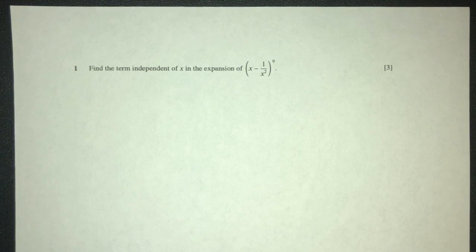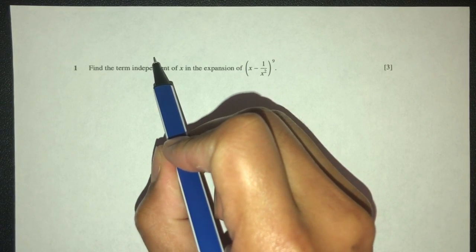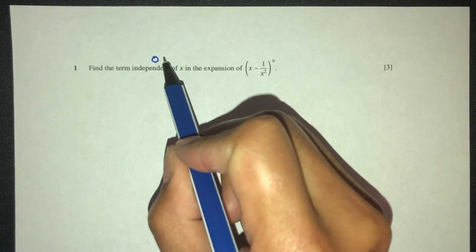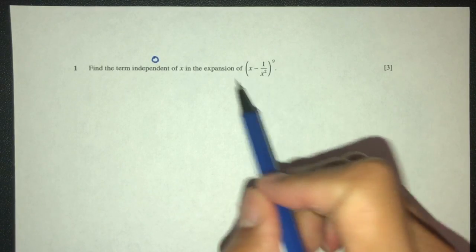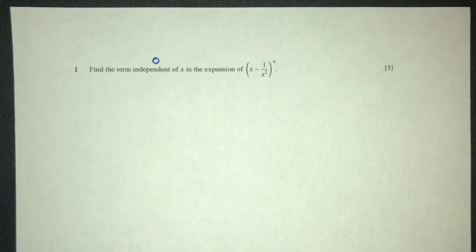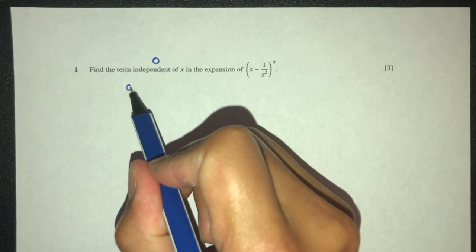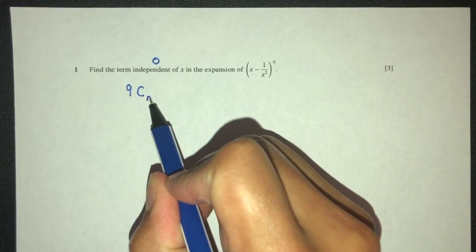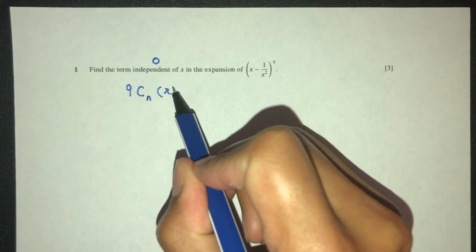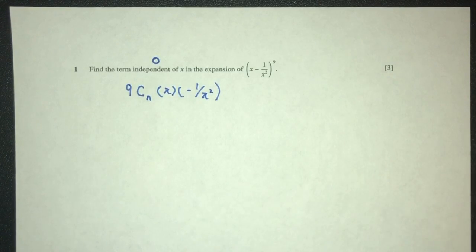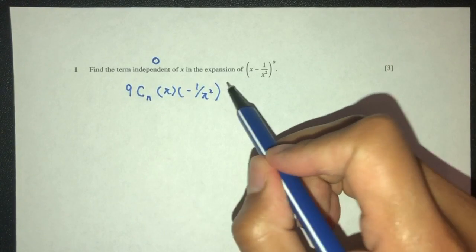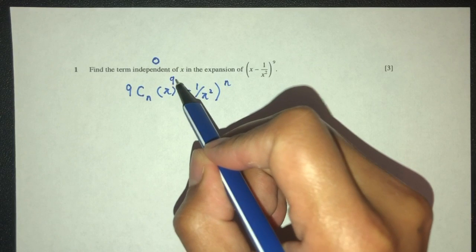So here we have to find the term independent of x, which means the term where there's no x, x to the power 0. So let's see what we can do. We have to expand this, and the way you will expand this usually, we have the power 9, so you will write 9 combination, something we don't know, and the first term is x, and this will be minus 1 over x squared. Now, if this is n, this will be n as well, and this will be 9 minus n.